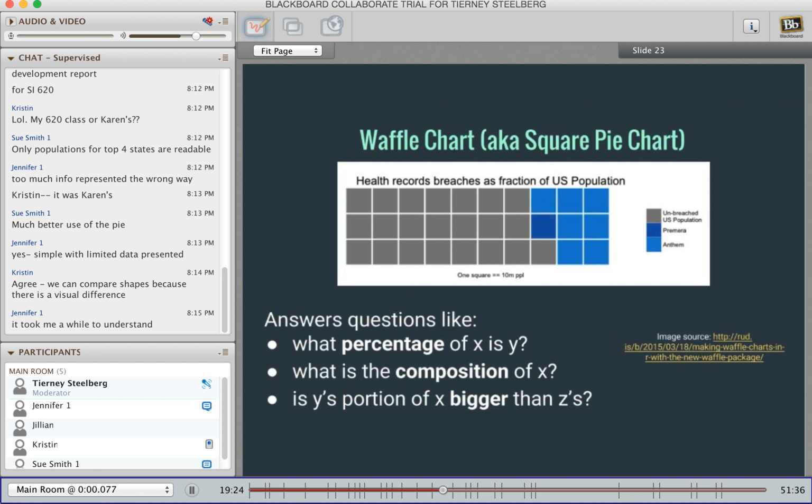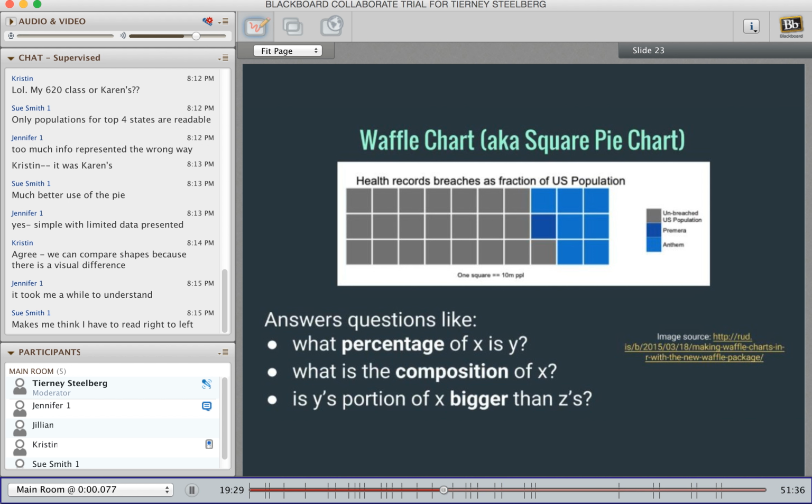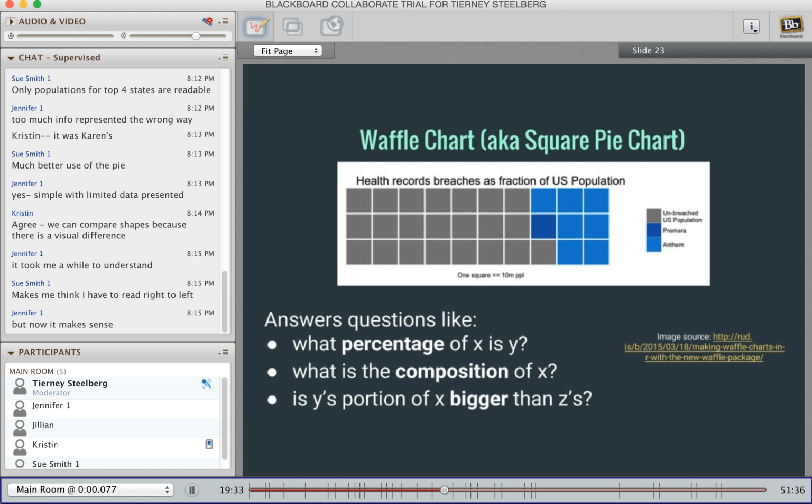Jennifer said, it took me a while to understand. Interesting. Why was that? Is there a particular reason that you can think of? Sue Smith says, makes me think I have to read right to left. It's kind of a strange way of orienting it. So Jennifer says, but now it makes sense.